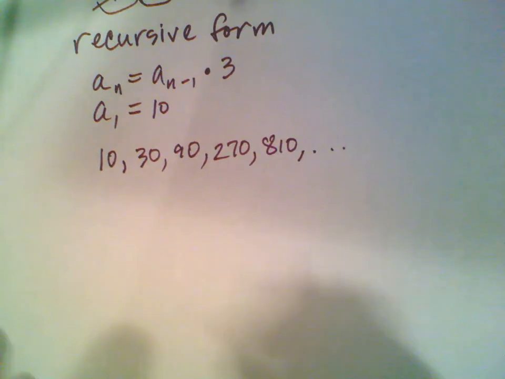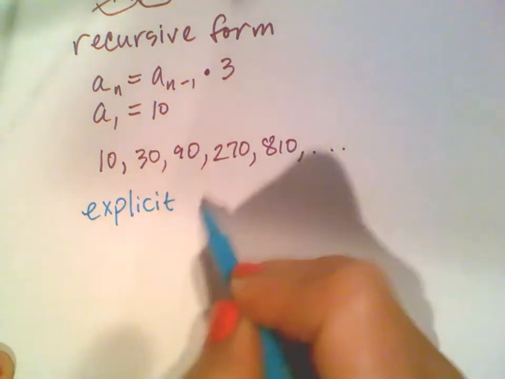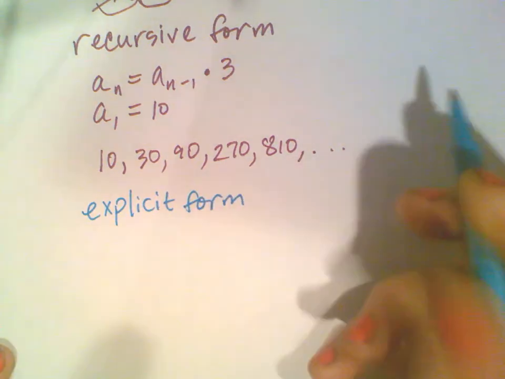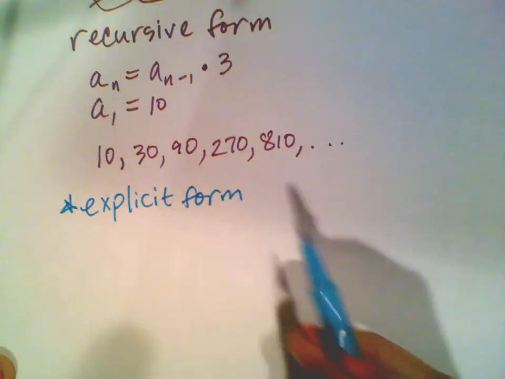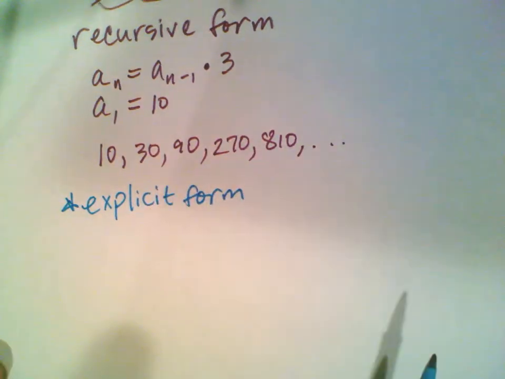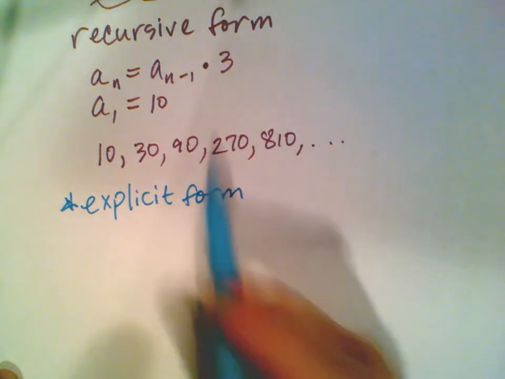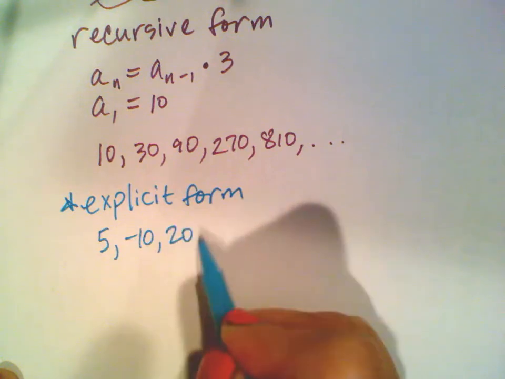We also learned how to write the explicit form or explicit formula. I always call it form. Some places call it formula. So this is yet a different way. So recursive gives me the pattern. In explicit, I kind of write the pattern. So again, I'm going to go back to that original one that I did, 5, -10, 20, -40.